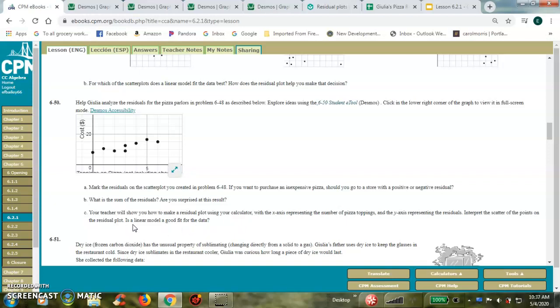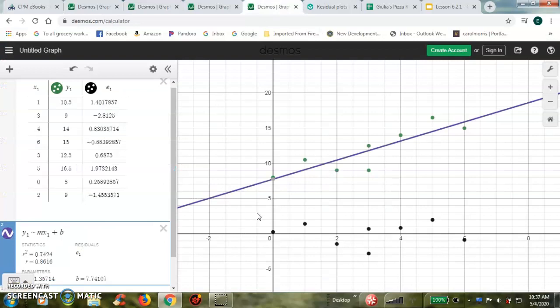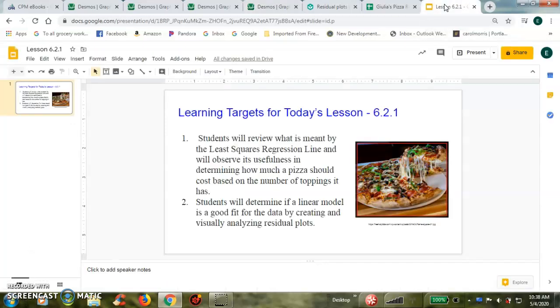In C, we were asked to determine if this linear model was a good fit for the data, right? And we actually, here's the data again, already determined that it was, right? So I'm back to then the best price for a 2-topping pizza is $10.50. All right, so I'd say we met our targets. Nice job, everyone.